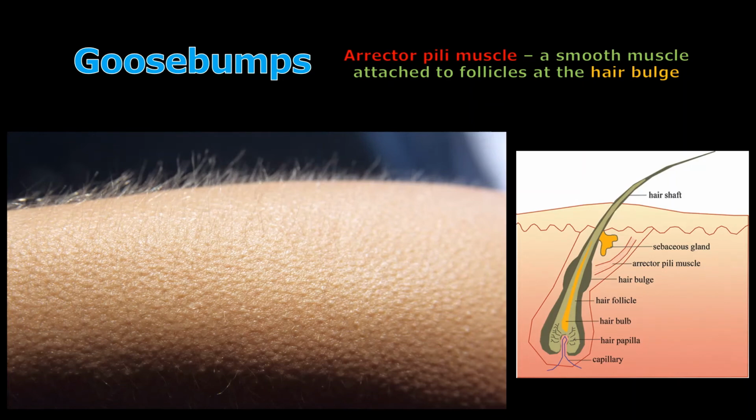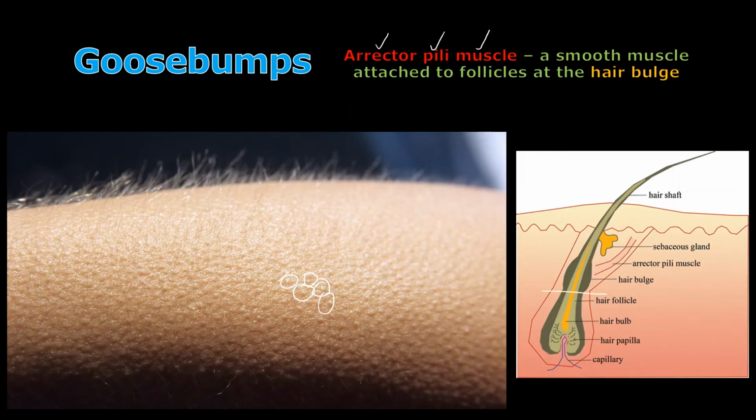Goosebumps. All right, this phenomenon where you get scared or cold and you get these little goosebumps is what they're called colloquially. There's many other names for them out there in the world. What these are caused from is a muscle called the erector pili. Just like the word erect, to build up, to make tall, erect is a very similar thing, and pili refers to hair. So we're talking about a muscle that erects or makes the hair stand up. And it says there, a smooth muscle attached to follicles at the hair bulge.